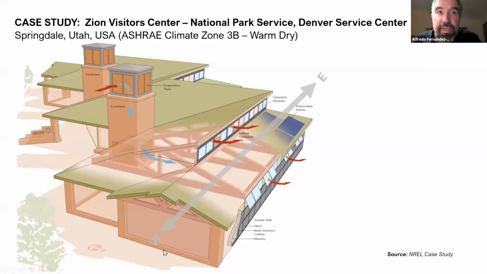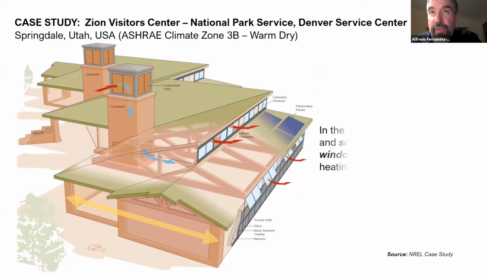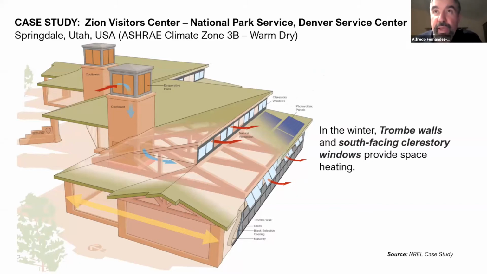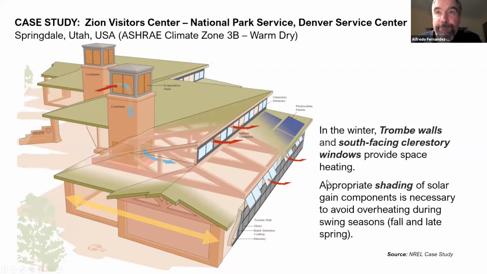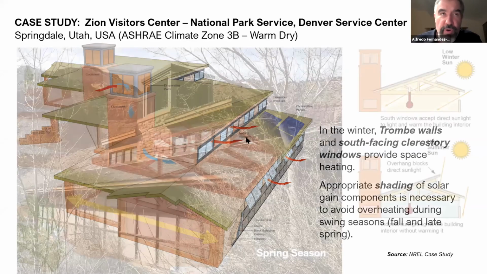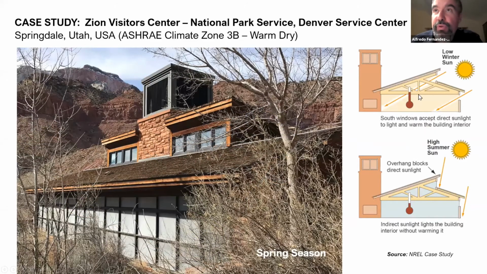Here's a diagram. You can see that the floor plan is elongated along the east-west axis, and the narrow floor plate allows for good distribution of daylight and appropriate ventilation of the spaces. In terms of heating, in the wintertime, Trombe walls and south-facing clerestory windows provide the passive solar heating that is needed in the space. And appropriate shading is also a strategy used in this building to avoid overheating during swing seasons. This is a recent photograph from the spring, but you can see in these diagrams that these windows are shaded fully in the summertime and in swing seasons only partially.